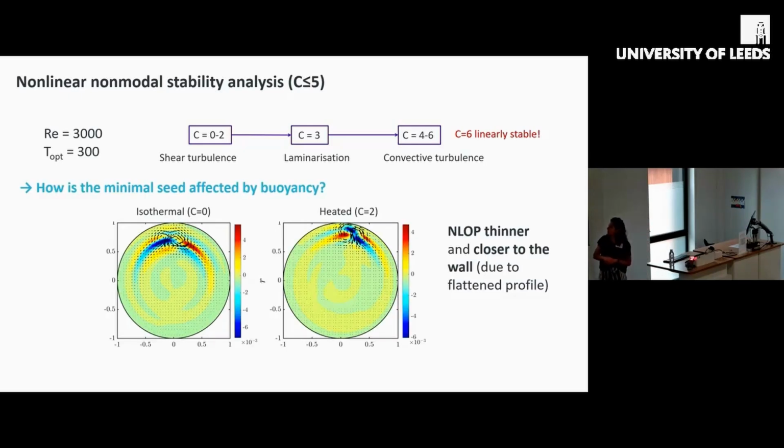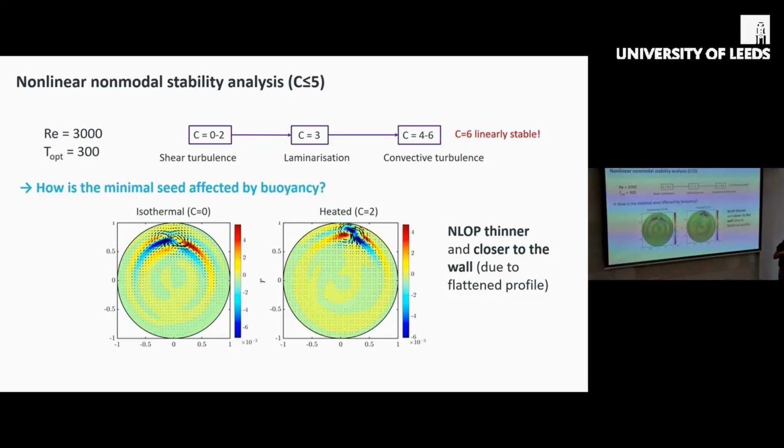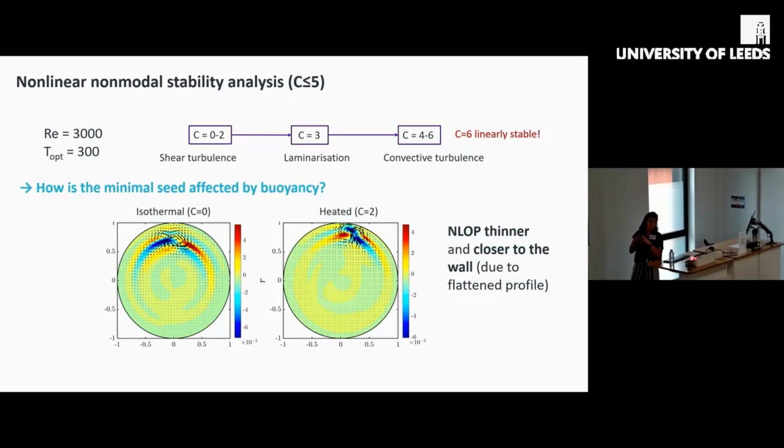So here, these figures are just comparing the isothermal minimal seed case, which I showed before, with the heated case. And we see that it's essentially similar, but these structures move closer to the wall, so they become thinner, basically, and closer to the wall. And this is due to this flattened profile. We observed this also for cases with higher C, up to 4.